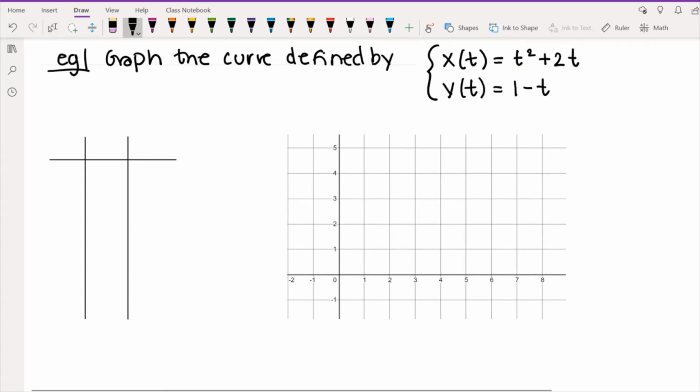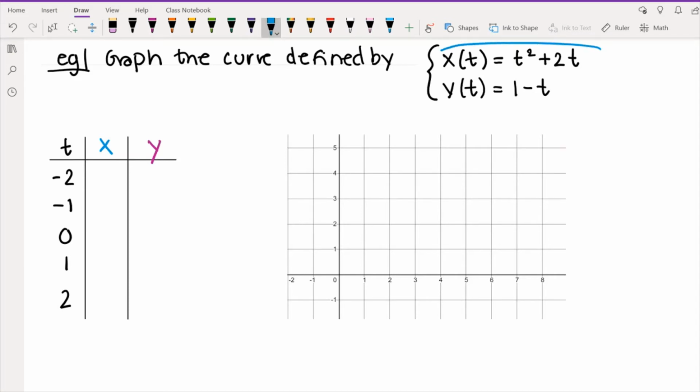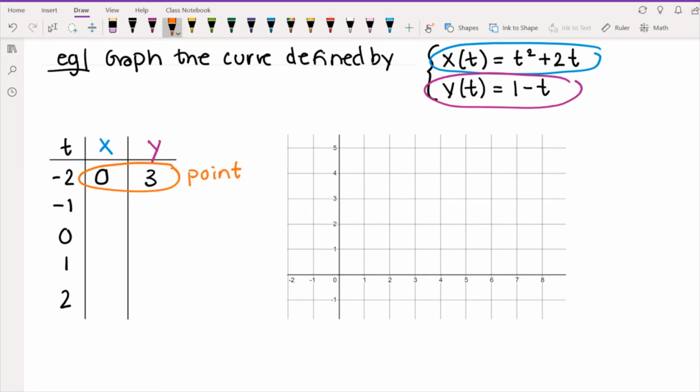So let's do the same values of t. We'll start at -2, -1, 0, 1, and 2. And we'll see how this graph differs. So again, we're always plugging t into the first equation to get our x coordinate and the second equation to get our y coordinate. So if we plug in -2 to the first equation, we get 4 plus 4, and so that is still equal to 8. Or sorry, no, my bad. We get 4 minus 4, right? If we plug in -2, we have positive 4 minus 4, and so we get 0. I knew the 8 was wrong. And then if we plug in -2 into the second equation, we have 1 minus -2, and so that gives us 3. And so the first point that we're going to graph on our graph is the point 0, 3.